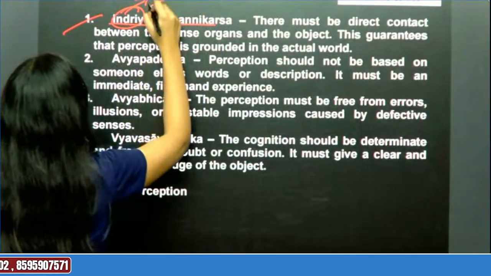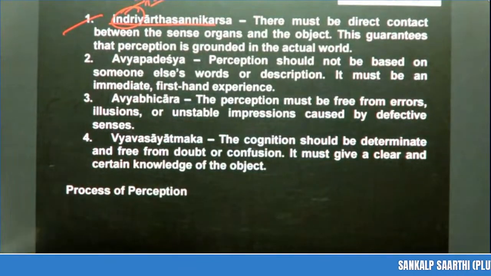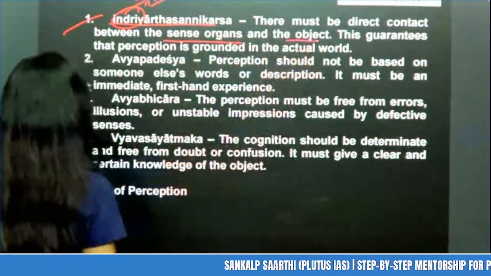The five senses: nose, eyes. So he talks about sense organs, the relation of sense organs and the objects.